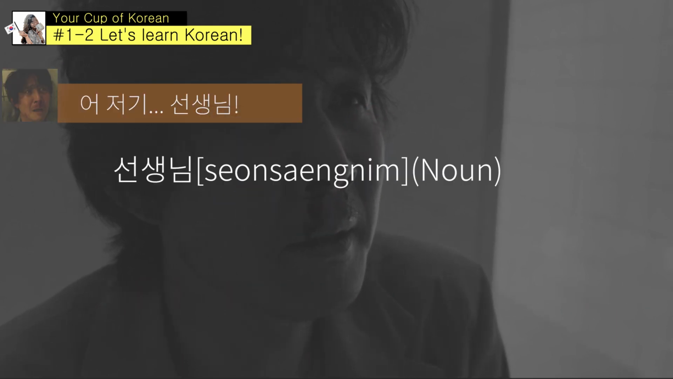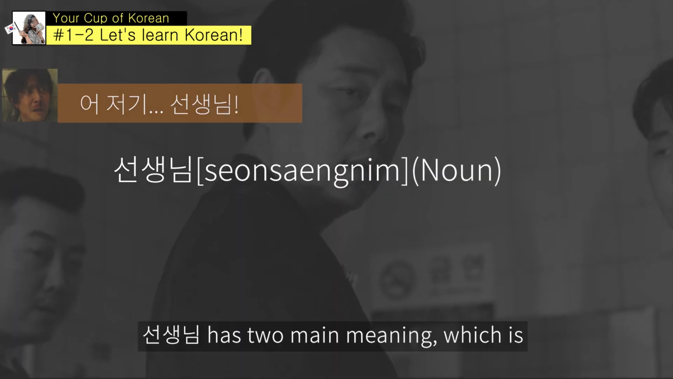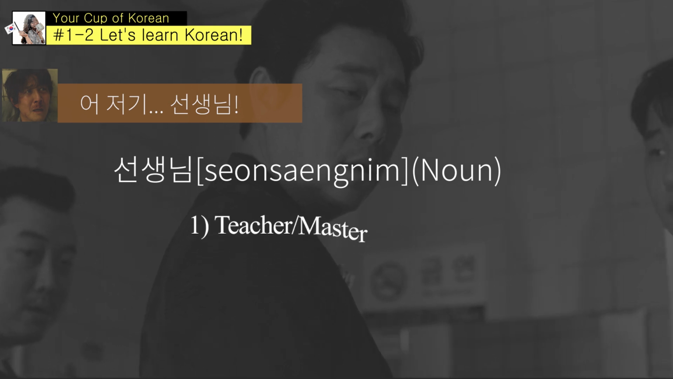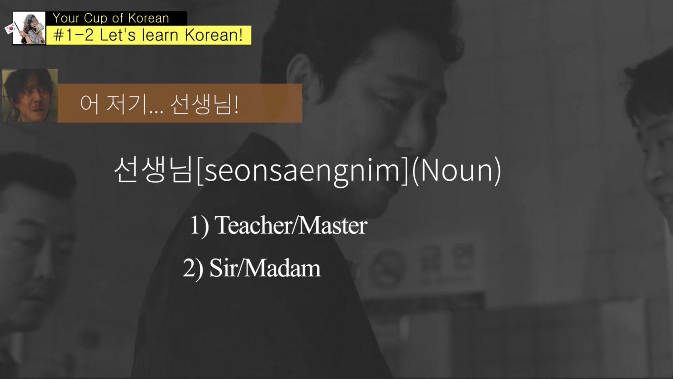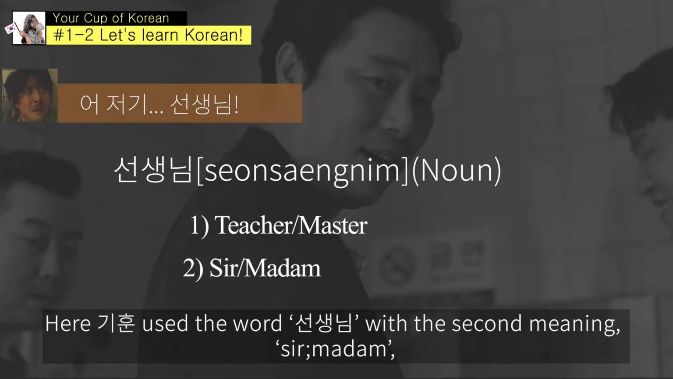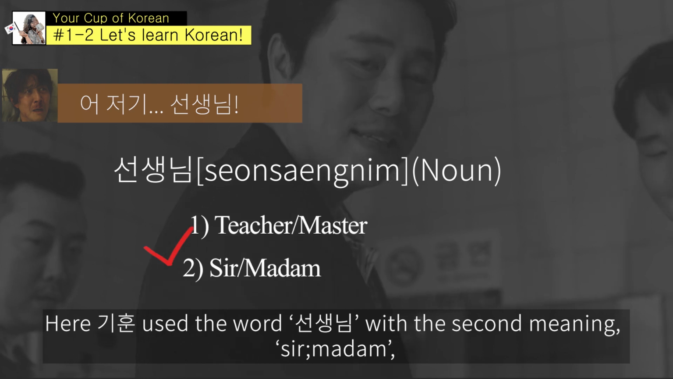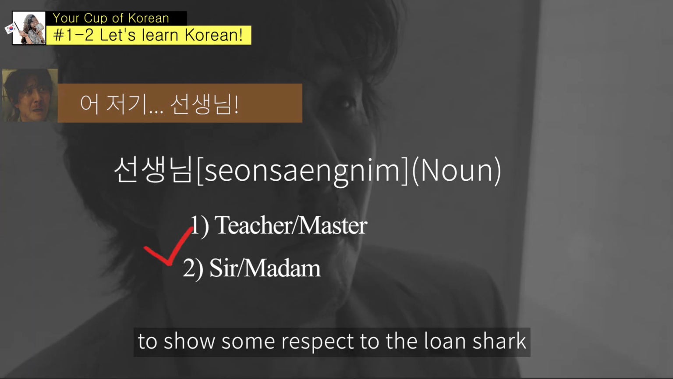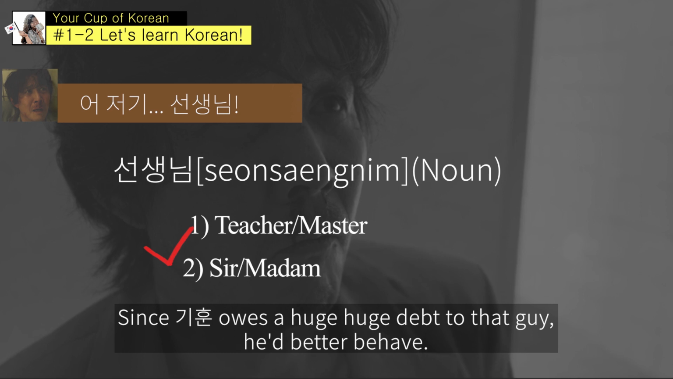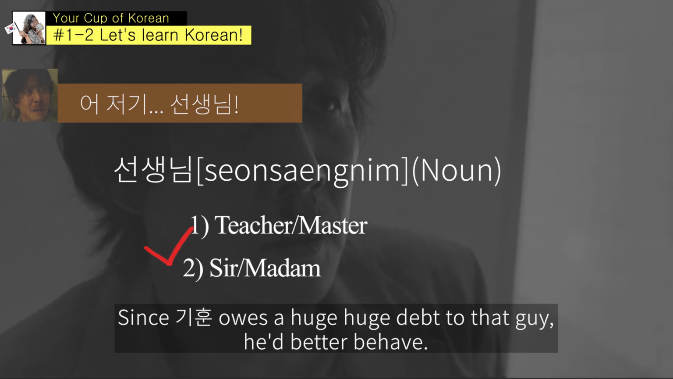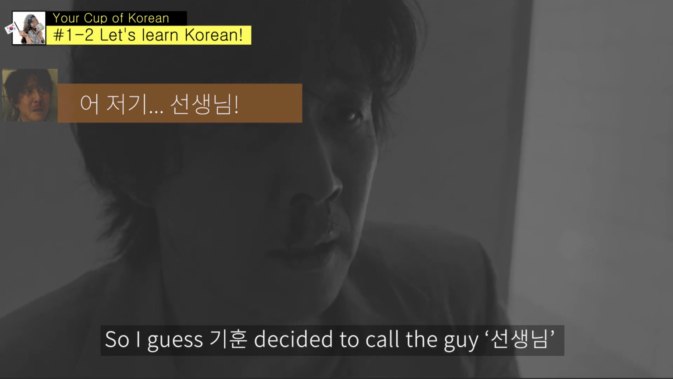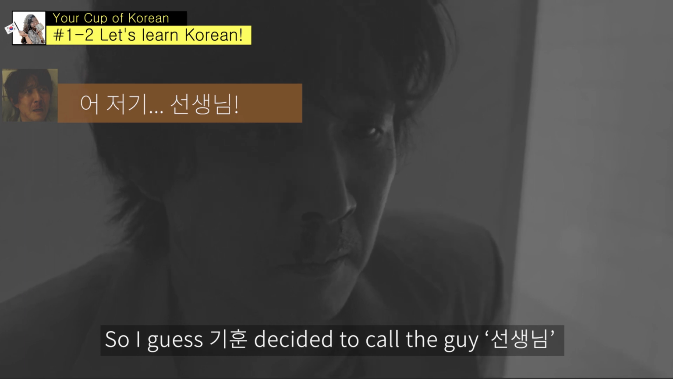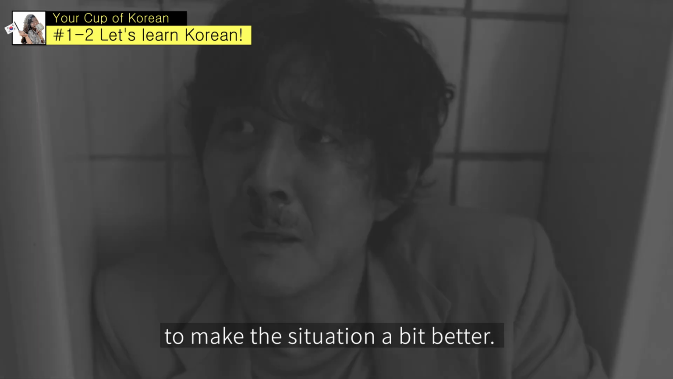Then he said, 선생님. 선생님 has two main meanings: first, teacher or master, and second, sir or madam. Here, Gi-hoon used the word 선생님 with the second meaning, sir and madam, to show some respect to the loan shark. Since Gi-hoon owes a huge debt to that guy, he'd better behave, otherwise he'd be killed or something. So I guess Gi-hoon decided to call the guy 선생님 to make the situation a bit better.